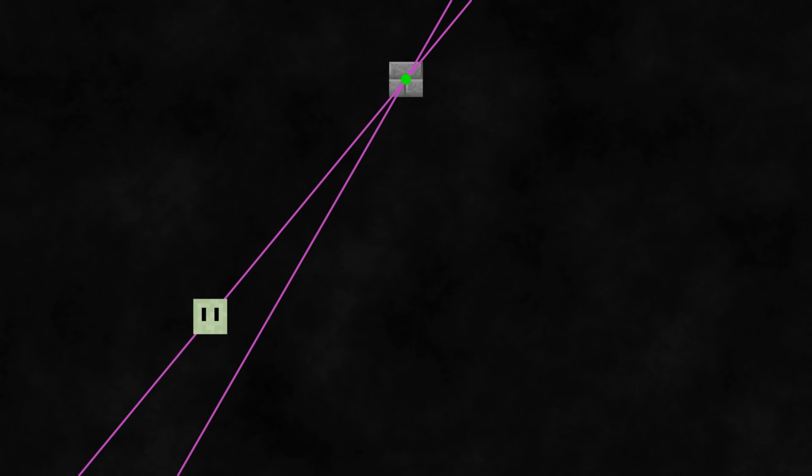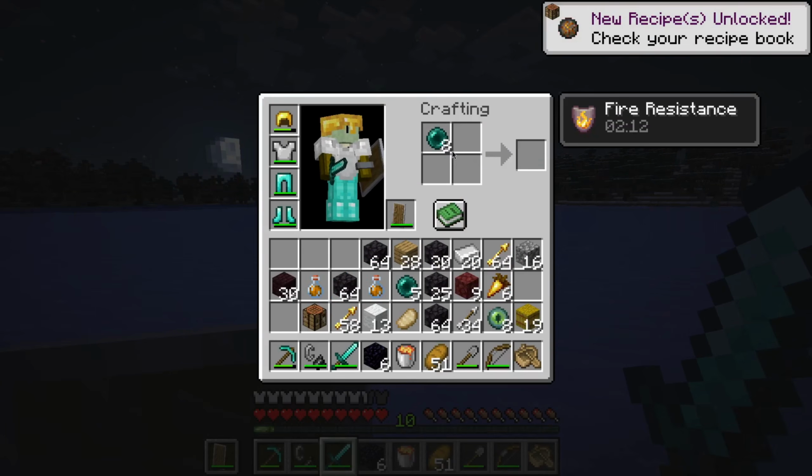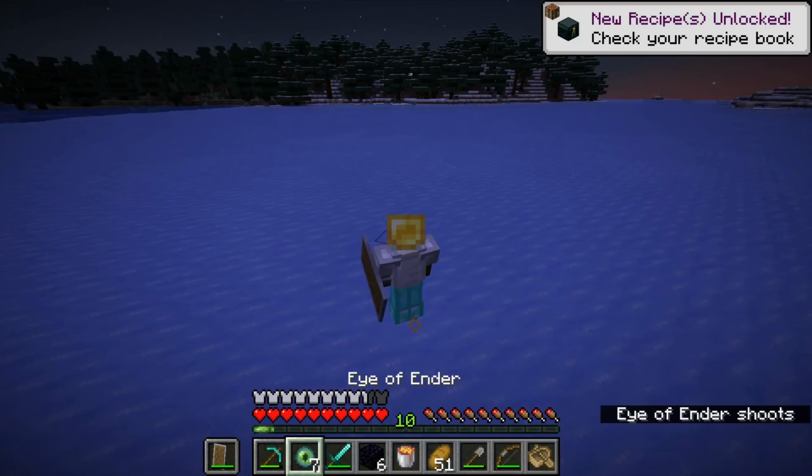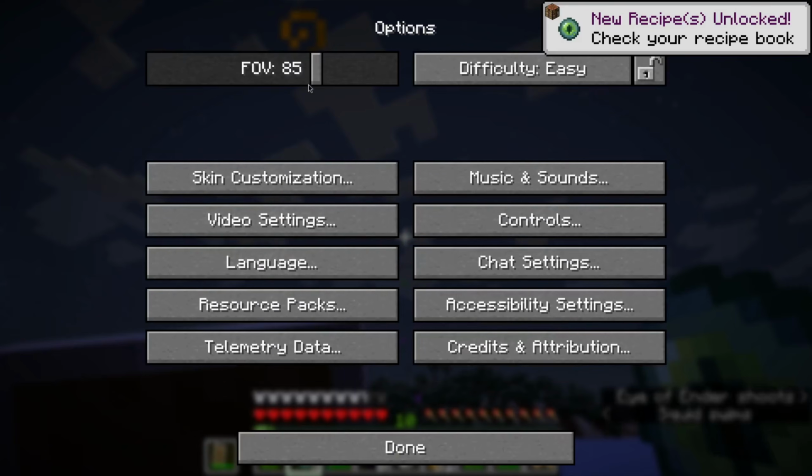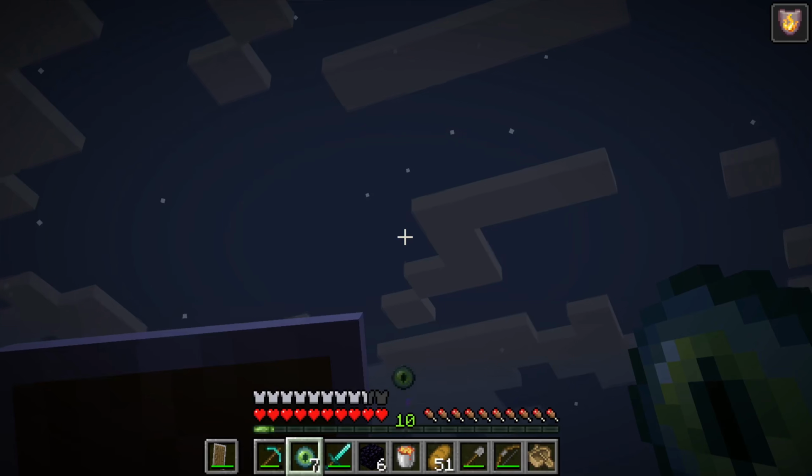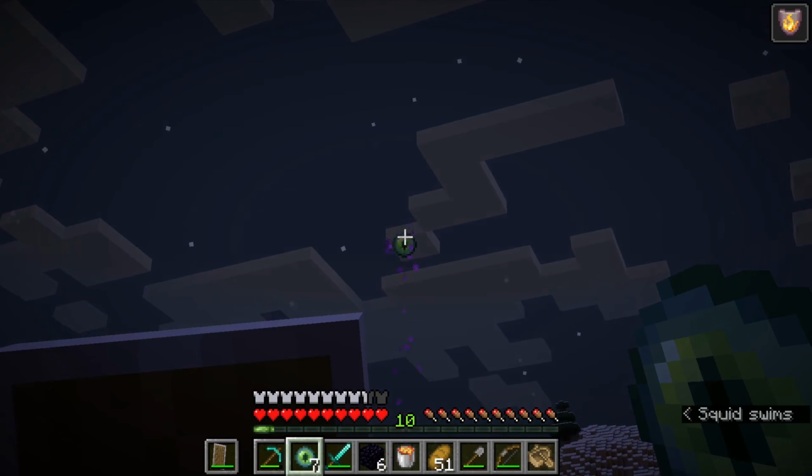So how does this work in practice? Here's the general strategy that I ended up using. First, after throwing an eye, I turned my FOV and mouse sensitivity all the way down and looked directly at the center of the eye.